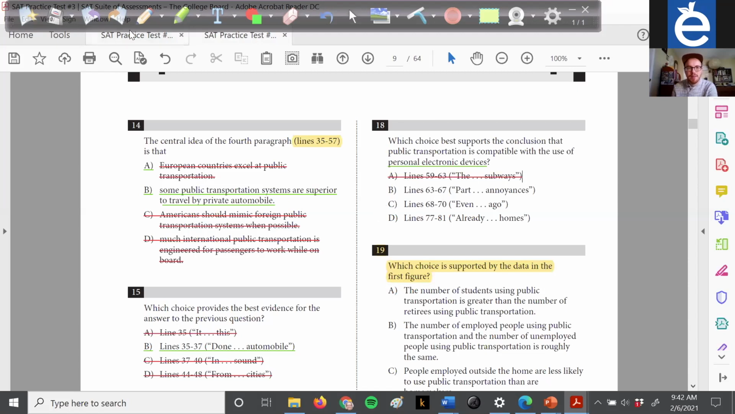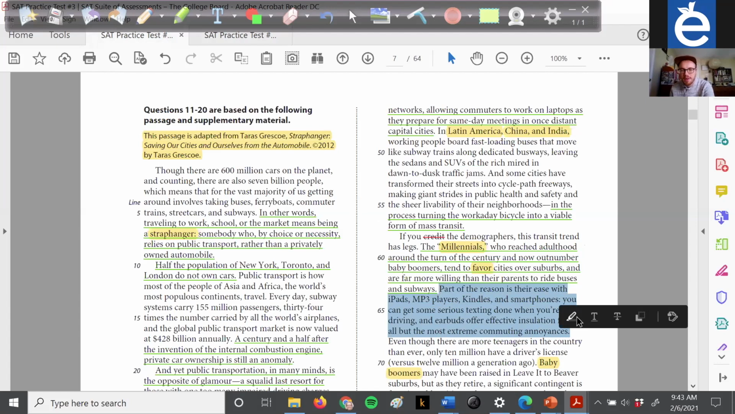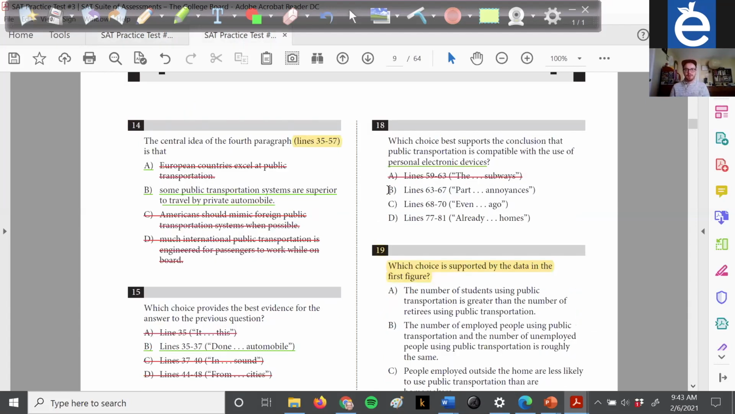63 to 67, starting with "parts," ending with "annoyances." "Part of the reason is their ease with iPads, MP3 players, Kindles, and smartphones. You can get some serious texting done when you're not driving, and earbuds offer effective insulation from all but the most extreme commuting annoyances." I think that's our money one right there. Explicitly mentions the relationship between personal electronic devices.